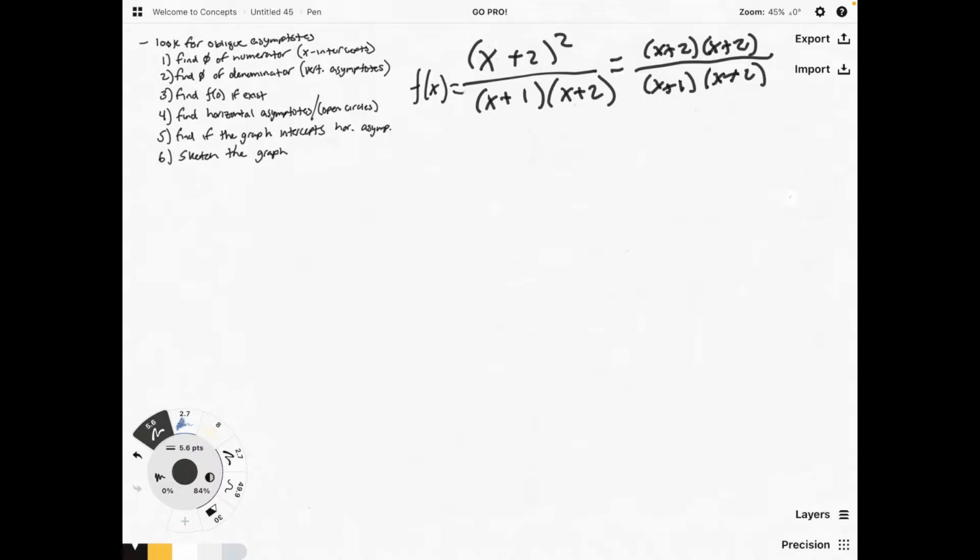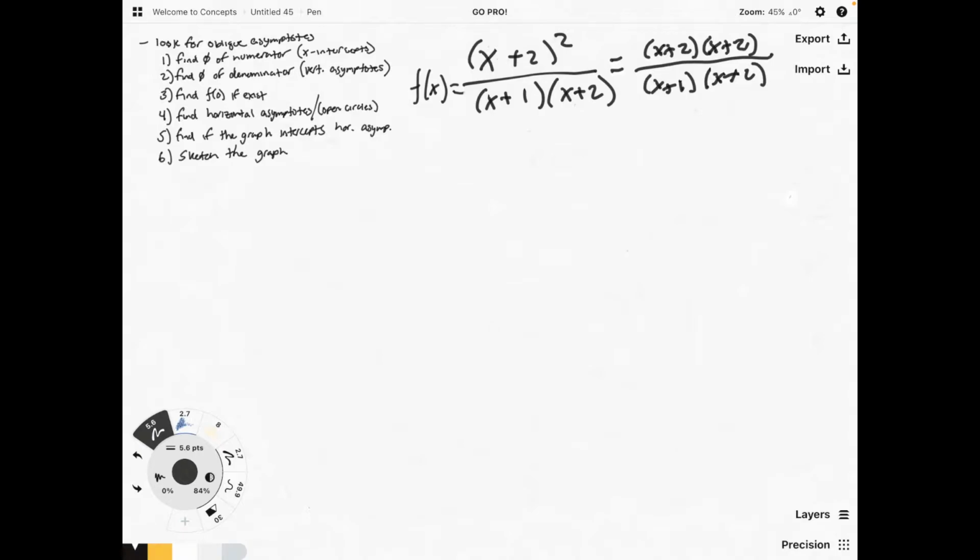Looking at our steps, it says as our first note to look for oblique asymptotes. And that again just states that the numerator is 1 degree higher than the denominator. In this case, they are the same, so there are no oblique asymptotes.